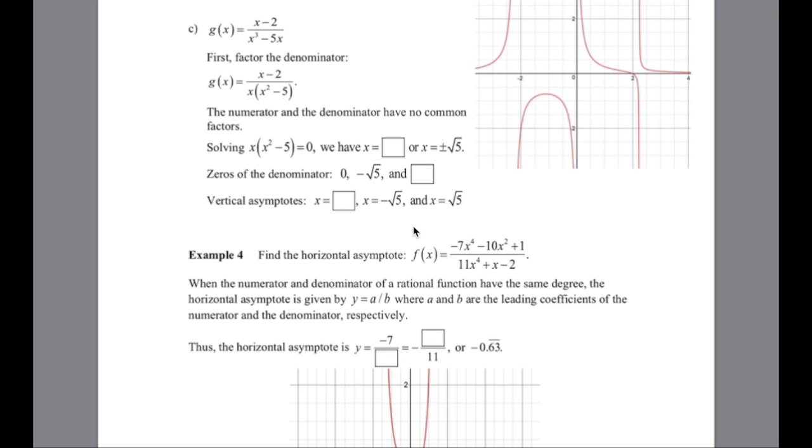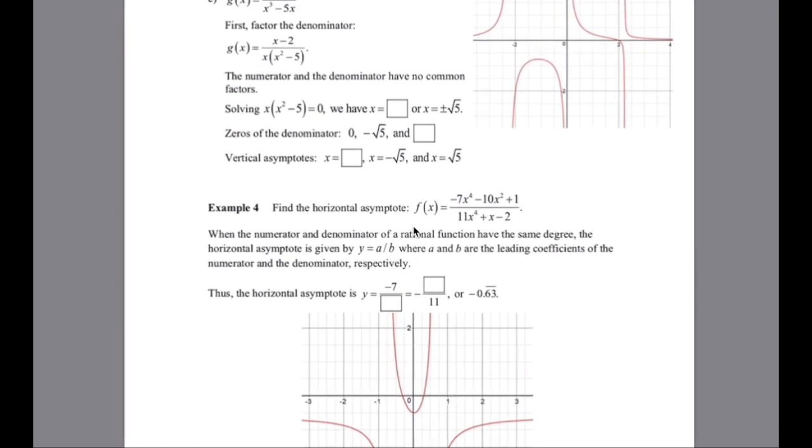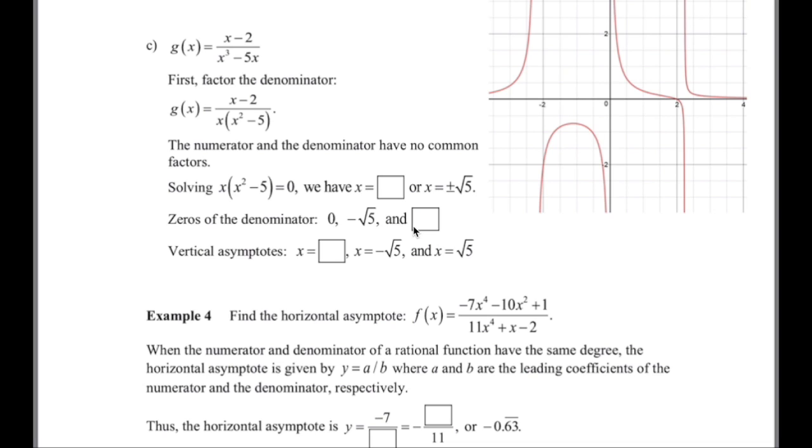The zeros of the denominator are when x is 0, so when we set x equal to 0, and when we set x squared minus 5 equal to 0. So x is already set equal to 0. I add 5 and take the square root, so I've got plus or minus the square root of 5.